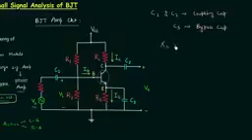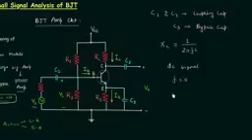And Xc, the reactance of a capacitor, is equal to 1 by 2 pi Fc, where F is the frequency and C is the capacitance. If we consider the DC signal, the frequency is equal to 0, so reactance is equal to 1 by 0, which is equal to infinity. So all the three capacitors will act as open circuit because open circuit has infinite resistance, and this is for DC signal.